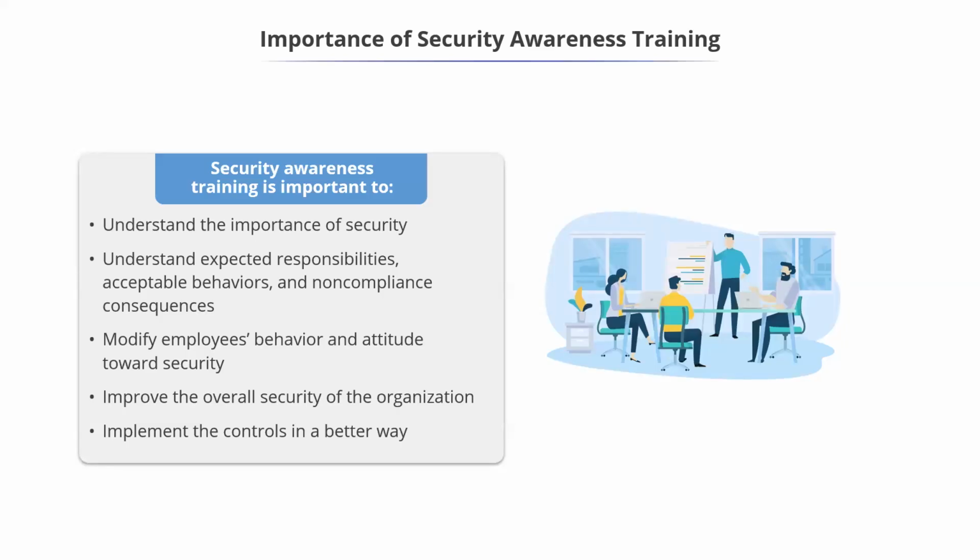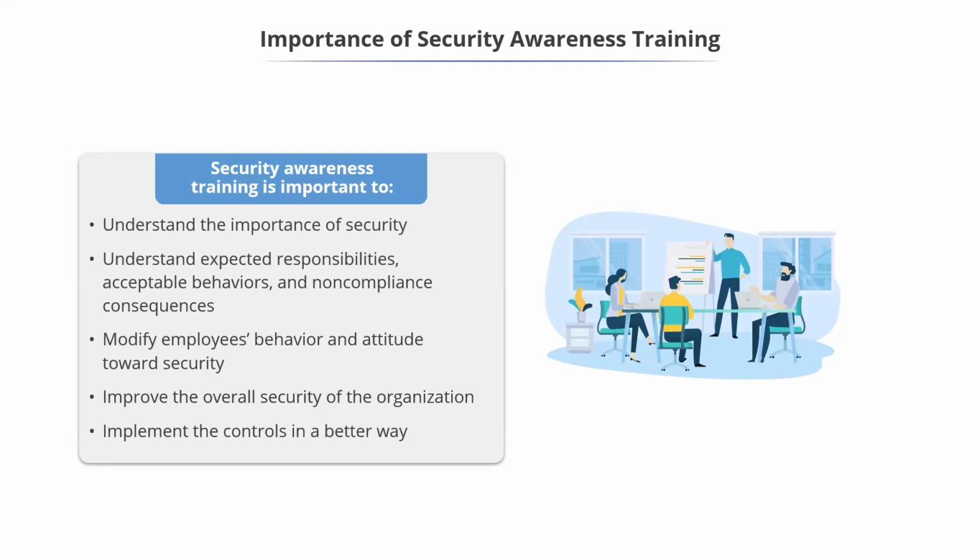Look, there are two types of training, everyone. One is security awareness, and the second one is security training. Security awareness training is important to understand the importance of security. What are your expected responsibilities, acceptable behaviors, and non-compliance consequences? For example, you come across a phishing email. What is expected of you when you come across a phishing email? What are acceptable behaviors? And if you don't abide by that, then what are the consequences?